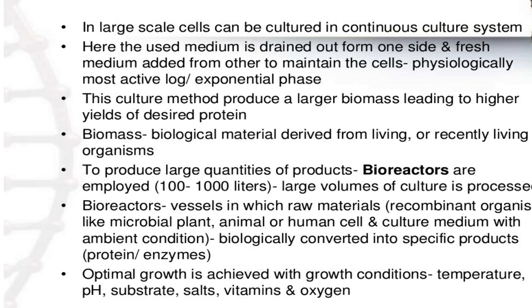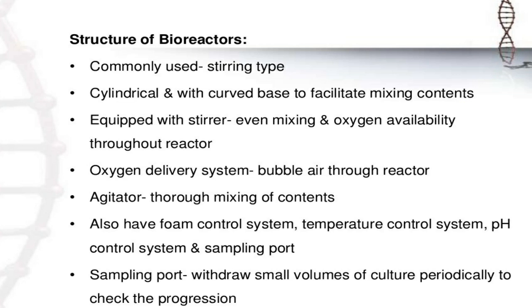To produce large quantities of products, bioreactors are used, and the capacity is about 100 to 1000 liters. Large volumes of culture are processed. Bioreactors are vessels in which raw materials, recombinant organisms like microbial, plant, animal and human cells, and culture medium with ambient conditions are biologically converted into specific products like proteins or enzymes. Optimal growth is achieved with growth conditions: temperature, pH, substrates, salts, vitamins and oxygen.